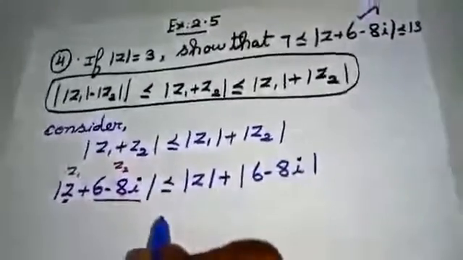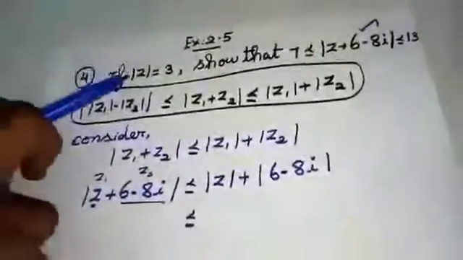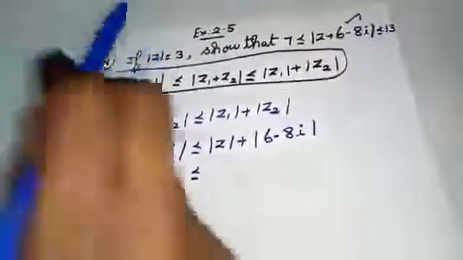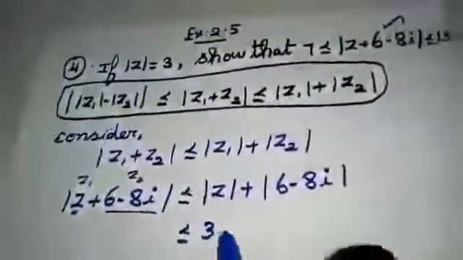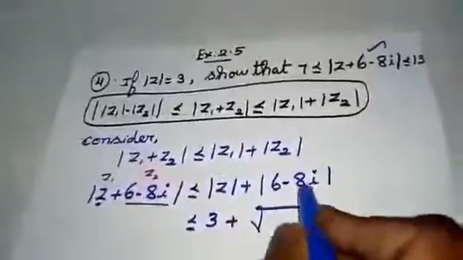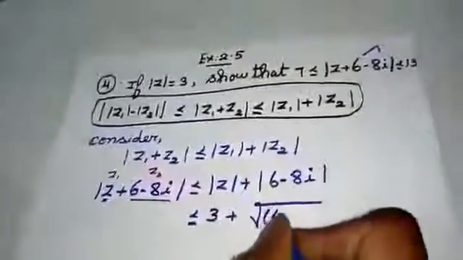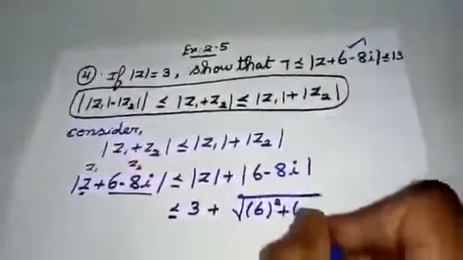which is nothing but less than or equal to, what is the value for modulus of z given here? Modulus of z equal to 3. In place of modulus of z, I am going to replace the value as 3 plus, what is the property for modulus of real part, imaginary part? That is the real part the whole square plus the imaginary part, which is minus 8, the whole square.